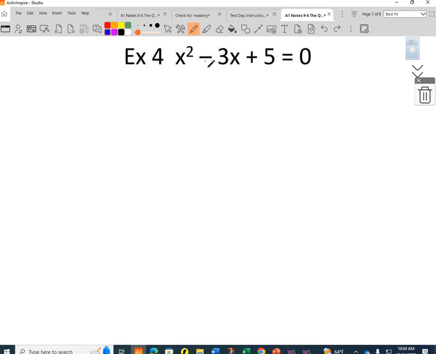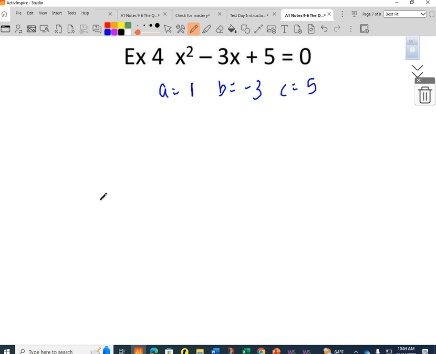It's already in standard form, so I'm going to pop through it kind of quickly. Go ahead and find out what your A, your B, and your C is. What's your A? A is 1, right? So A goes with the x squared. What's our B? And our C? Positive 5. We're going to plug it into the formula.